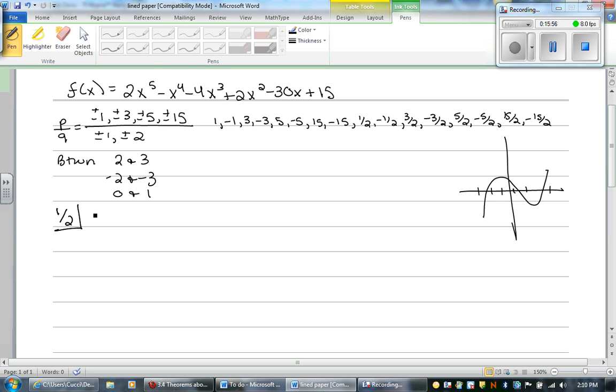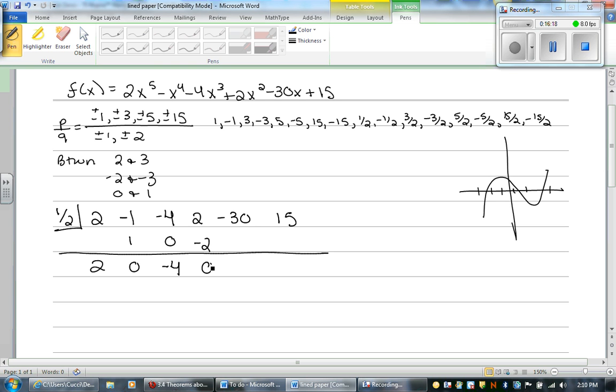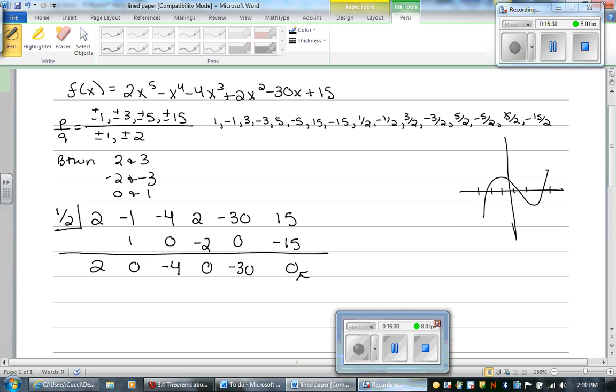Okay, so our coefficients are 2, -1, -4, 2, -30, and 15. I'm going to drop that value of 2. 1/2 times 2 is 1. -1 plus 1 is 0. This becomes 0, -4, -2, 0, 0, -30, and -15, 0. Okay, since this value is 0, we know that 1/2 is a factor.